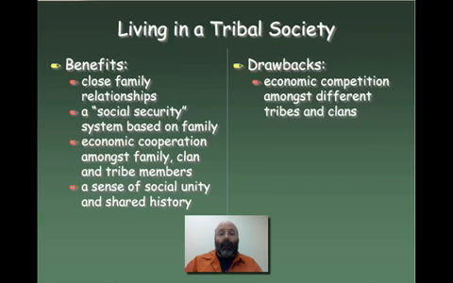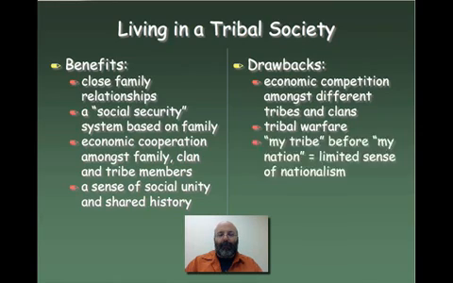The drawbacks are that there can be economic competition amongst different tribes and clans. So if you're not related in some way to another tribe or clan member, you're going to compete with them instead. Also, that can lead to tribal warfare when people start to fight over things like power and economics and food and things of that nature. So when one tribe helps another member of a tribe, but they won't help a member of an opposite tribe or a different tribe, therefore, you get this idea of my tribe before my nation.